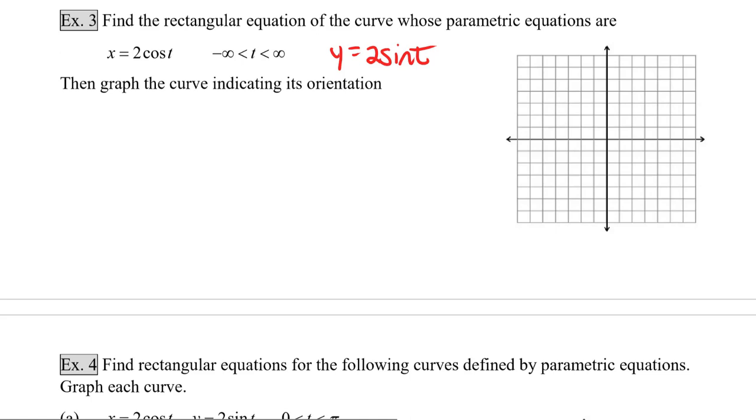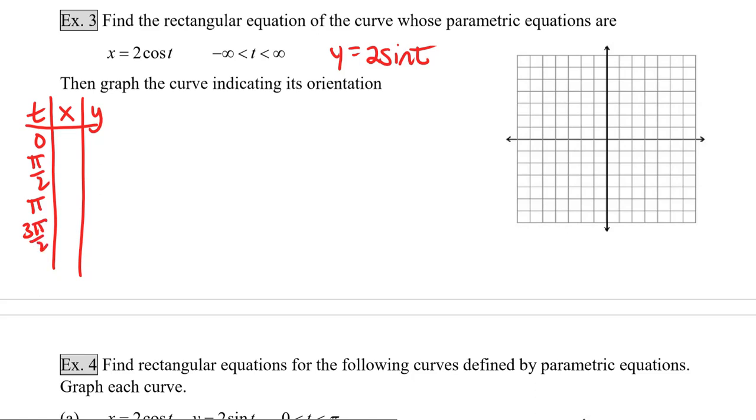So I'm going to make my table t, x, and y, and because I have cosine and sine, I'm just going to start at 0. I'm going to do pi over 2, pi, 3 pi over 2, and 2 pi as a starting point, as representative of negative infinity to infinity, and then I'll go from there.